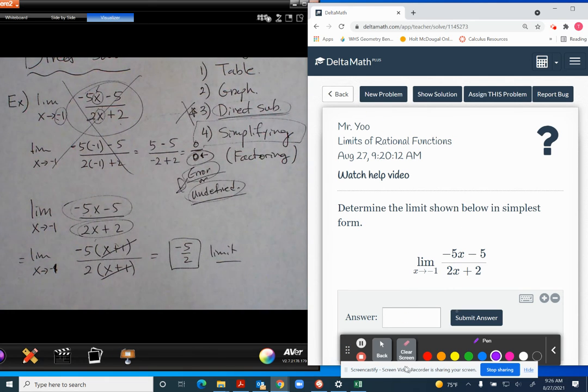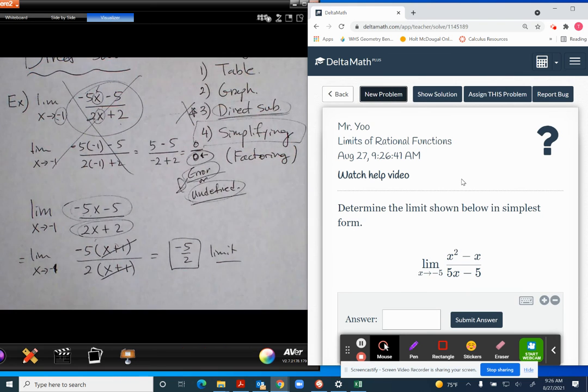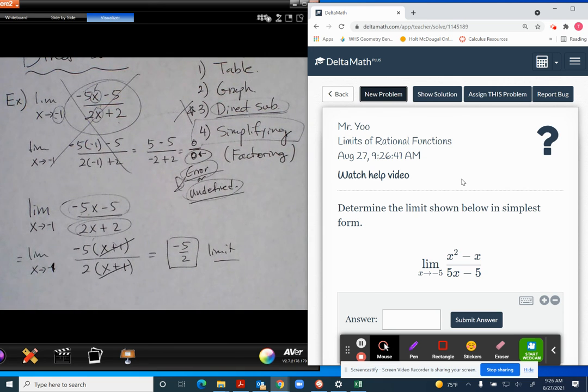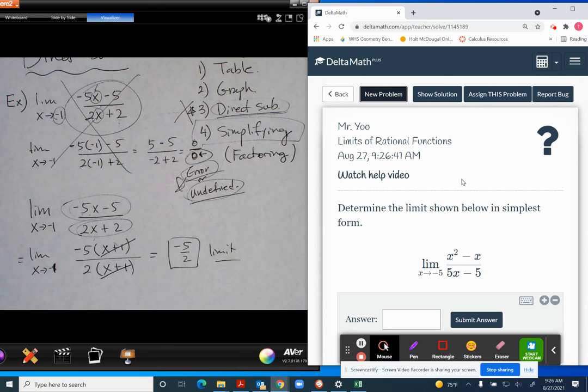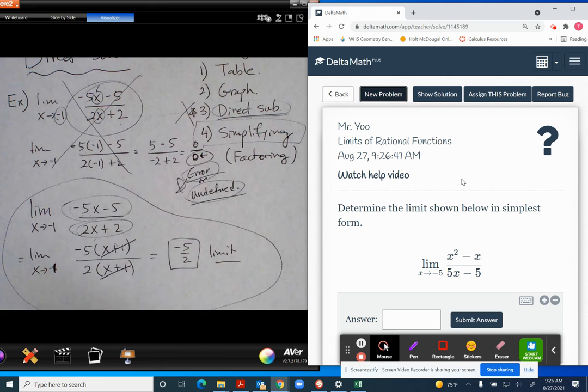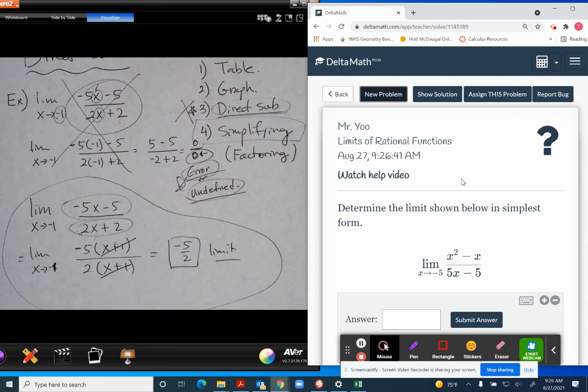Eventually, I want you guys to use shortcuts all the time. Okay, but first you need to understand what's going on. Alright, so again, you can watch the video over again, but does anybody need more time with the simplifying method right here? Anybody need more time? No? You do? Okay, go ahead.